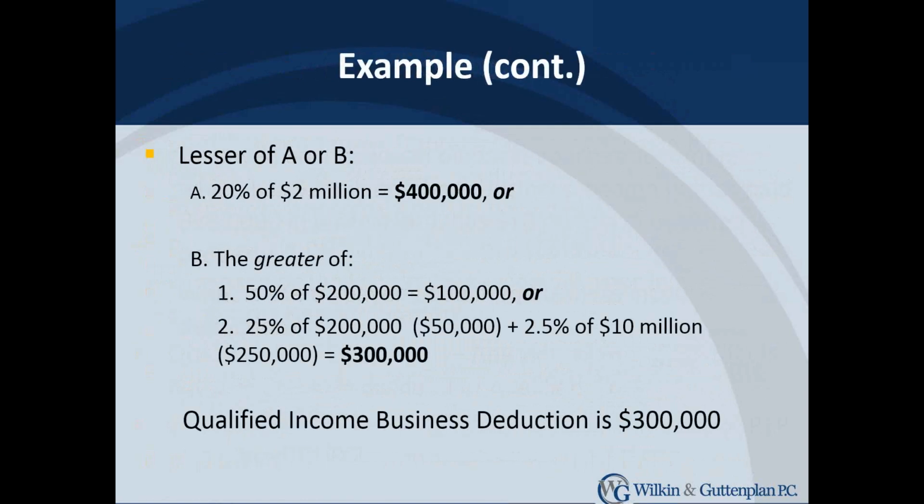So we go through the two-part test. First part is just taking a straight 20% of our qualifying income. That gets us to a maximum deduction of $400,000. And then we look to the greater of 50% of wages, so 50% of $200,000 gets us to $100,000, or 25% of wages, which is $50,000 in our example, plus 2.5% of $10 million, which is $250,000, for a total of $300,000. So when you compare the 100 to the 300, we're entitled to the greater. So our limitation is going to be $300,000, which is less than the actual 20% calculated amount. So you can see they're taking a $100,000 haircut on this deduction based on this limitation.